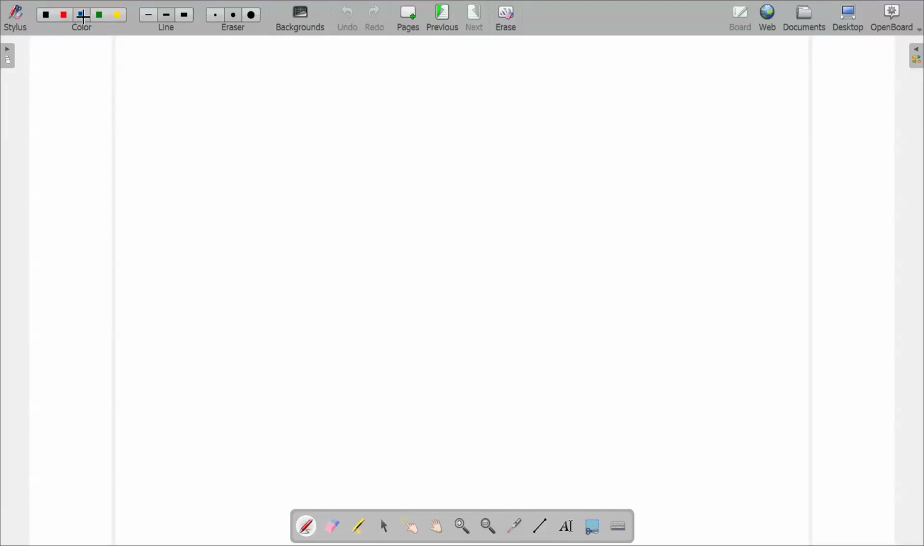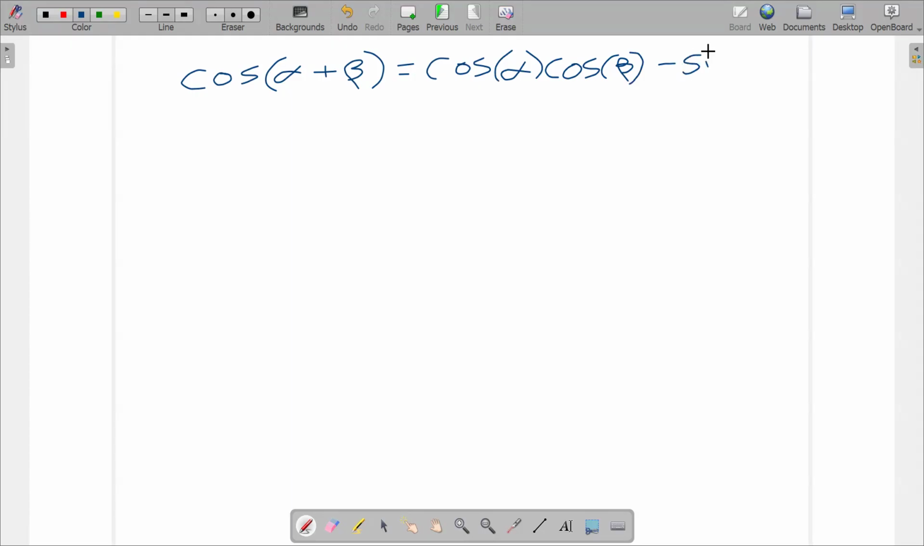So starting with the cosine angle sum. If we have cosine of two angles added together, it can be rewritten as the cosine of alpha, cosine of beta, minus the sine of alpha, sine of beta.